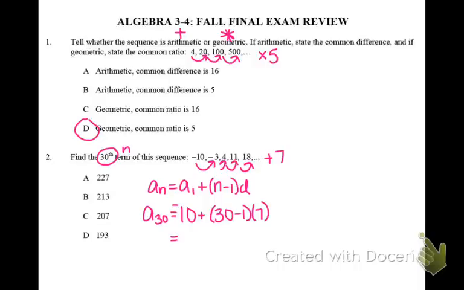I'm going to take that whole thing and plug it into my calculator. So 30 minus 1 times 7, and that gives you 193. So your correct answer for that is D.